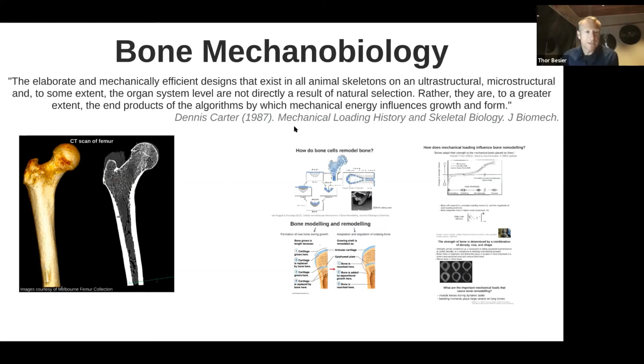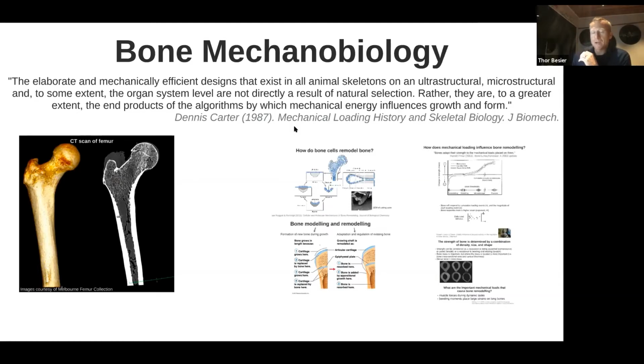So he states the elaborate and mechanically efficient designs that exist in all animal skeletons on an ultrastructural, microstructural, and to some extent the organ system level are not directly a result of natural selection. And some of Dennis's work really started to explore the nature-nurture debate about how important the DNA is versus the mechanical loads on influencing the skeleton. And he goes on to say, rather, they are to a great extent the end products of the algorithms by which mechanical energy influences growth and form.